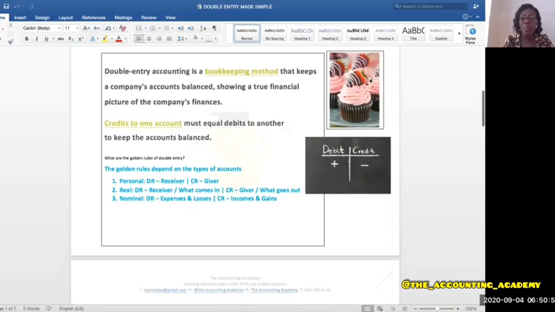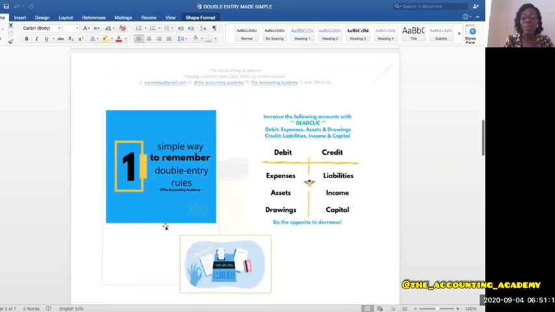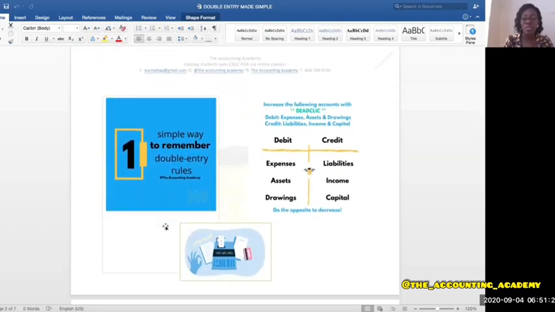So double entry is a bookkeeping method that keeps a company's accounts balanced. It helps show a true financial picture of the company's finances. Credits to one account must equal debits to another to keep the accounts balanced. Now this causes a whole lot of stress, right? There are a few golden rules which we're not going to go into because I want to keep it simple, and I want to show you how one simple rule can help you ease all that double entry stress.